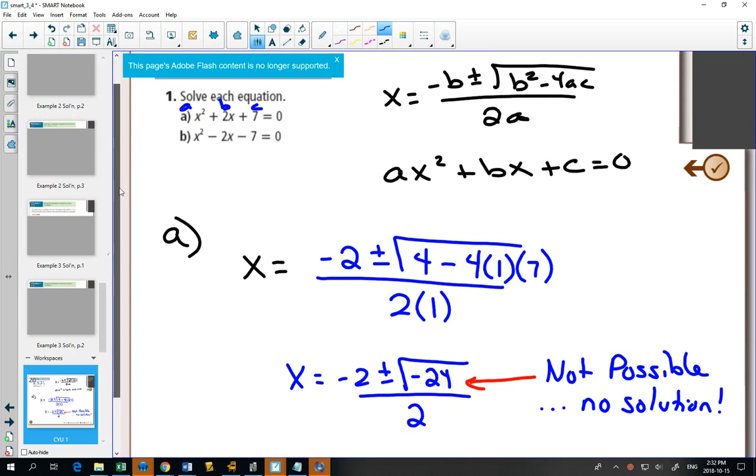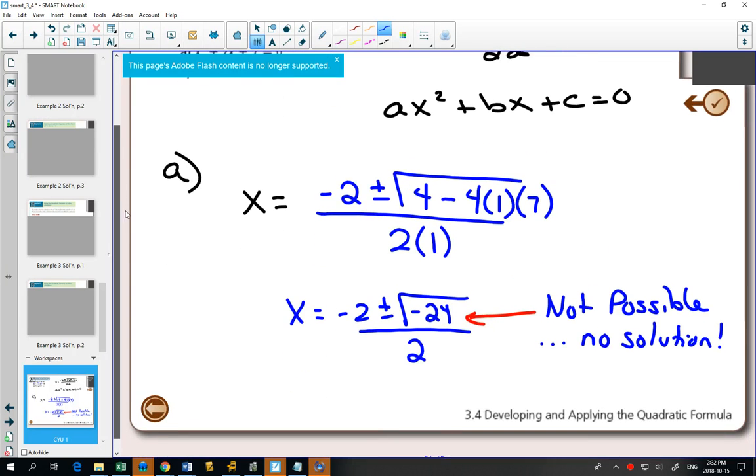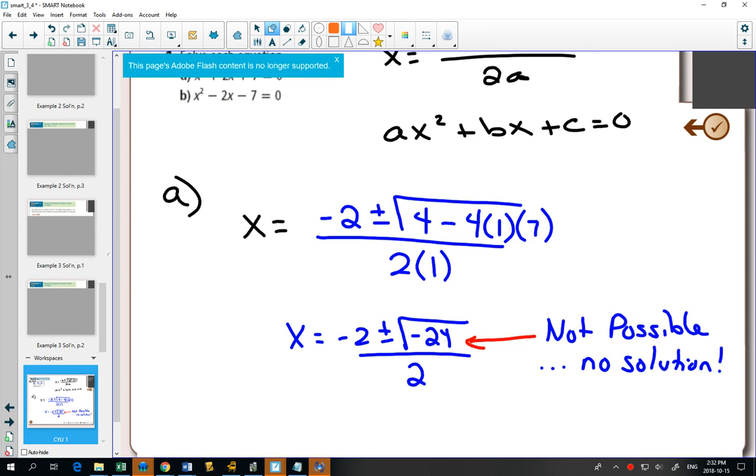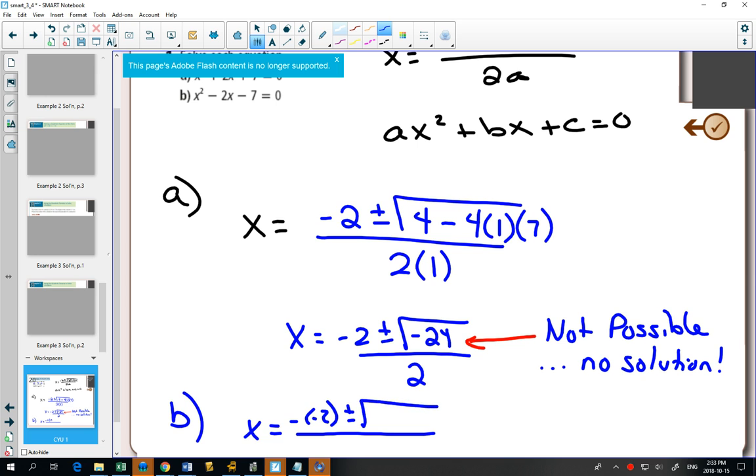So let's look at one that has a solution. So if we go to part B, again, x equals negative b. So now it's negative 2 plus or minus the square root of negative 2 squared would still be positive 4 minus 4. A is 1, and c this time is negative 7, all over 2 times a.